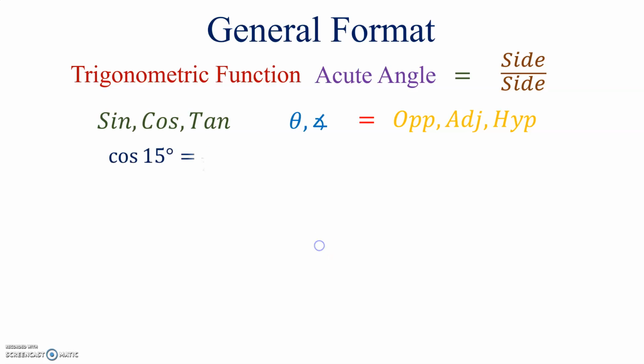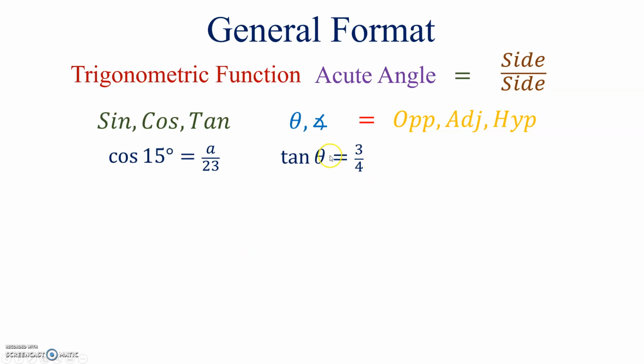Here's a couple examples. Cosine 15 degrees equals a over 23. Cosine, there's a trigonometric function, 15 degrees, the acute angle, the equal sign, and then the ratio of the two sides. Specifically here, this is the adjacent, that's the hypotenuse. How do I know that? Because we're using cosine. Cosine is the ratio of adjacent over hypotenuse.